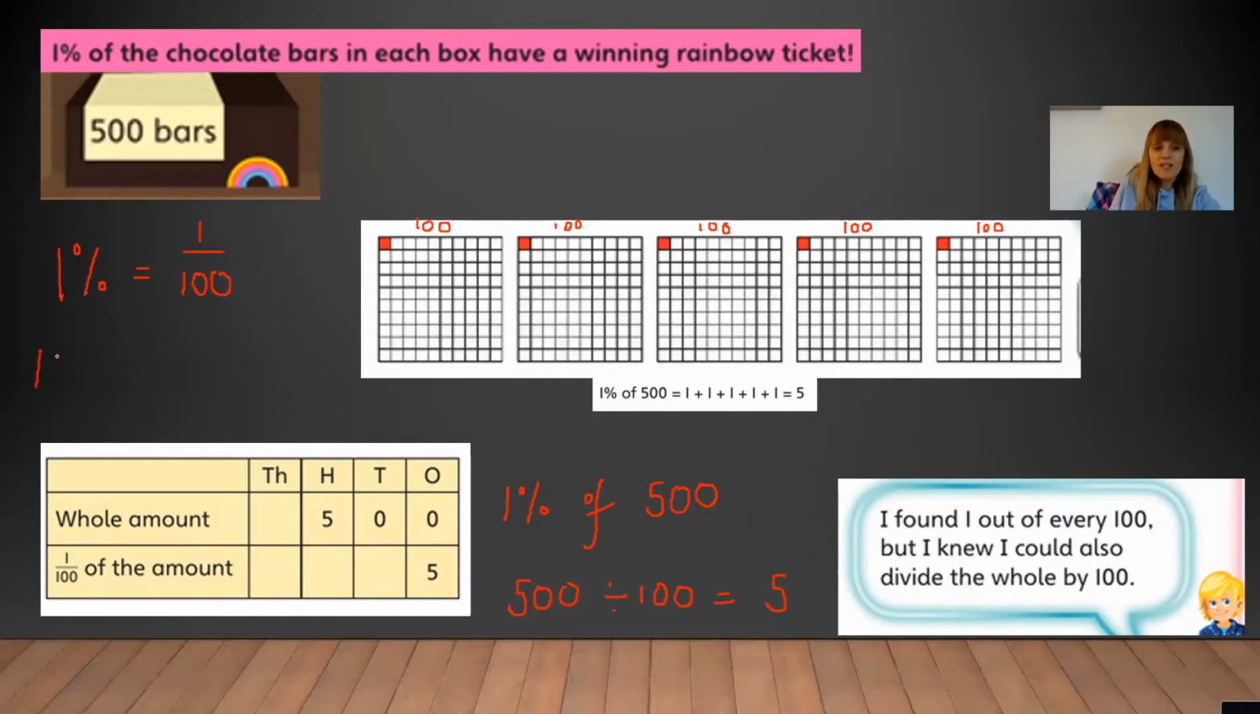When we found 10%, that was the same as 10 out of every 100, which was the same as 1/10. And we know that when we're doing this, we're dividing by the denominator of our fraction. So for 1%, we divide by 100. For 10%, we're dividing by 10. Okay, so let's have a look at the other boxes of chocolate now.